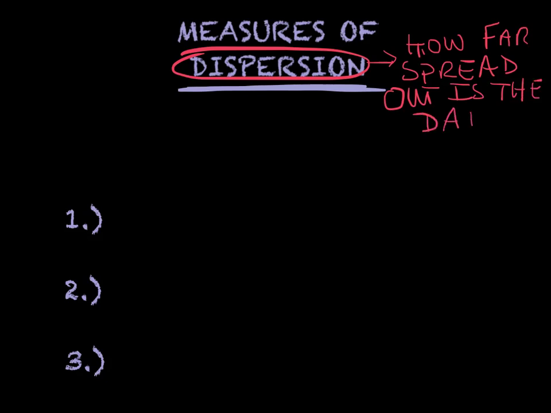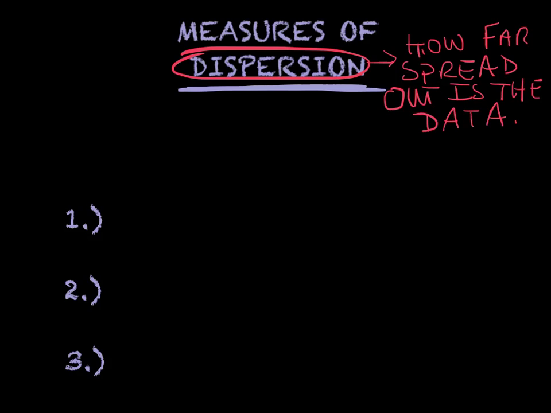Basically what we're getting at here is you could have two different sets of data that have the same mean, but the sets of data could behave very, very differently. You could have one set that's really consistent and closely clustered together, or you could have another set that's really spread out and random, and they both still have the same mean.